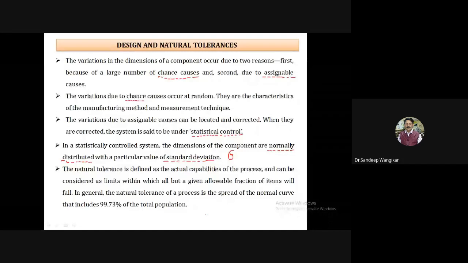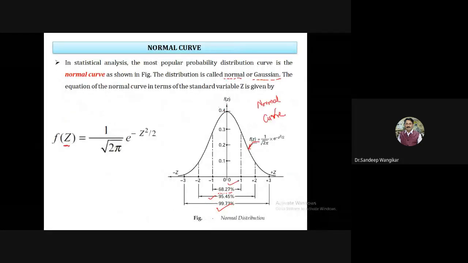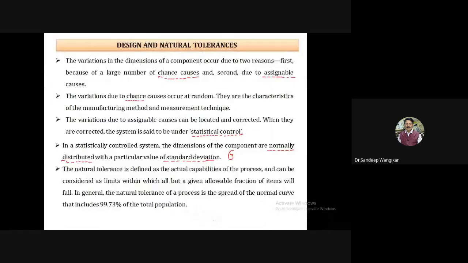So we have already discussed this. Once again, I will take the review. So see, 99.73%, plus 3 to minus 3. So this 99.73% of the population will fall under this natural tolerance. So try to understand the design tolerance and the natural tolerance.